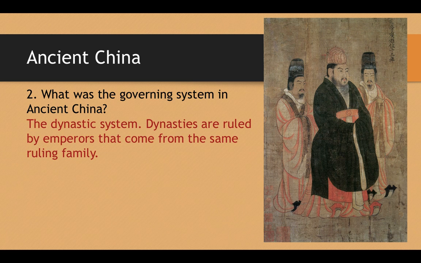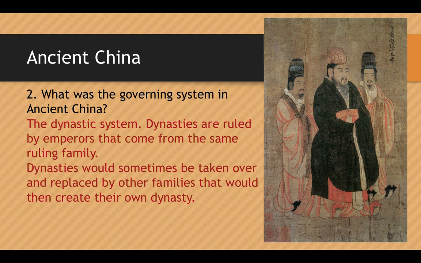You had dynasties, which were like ruling families that were ruled by emperors. Okay, dynasties are ruled by emperors that come from the same ruling family, very similar to a monarchy, but a more Eastern spin on it. And dynasties would sometimes be taken over and replaced by other families that would then create their own dynasty. So those 3,500 years of history that we just mentioned, that was not all ruled by one dynasty. You had about a dozen different dynasties, because once one dynasty weakens, it can be conquered, taken over by another, or let's say the emperor does not have a child, then their dynasty cannot continue and it needs to be taken over by another ruling family.